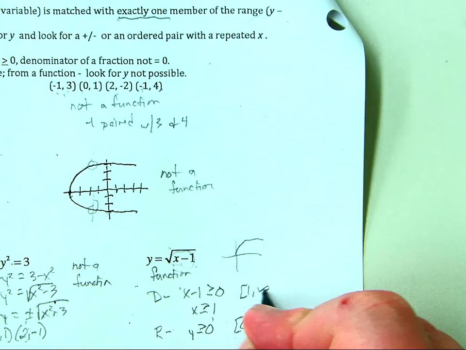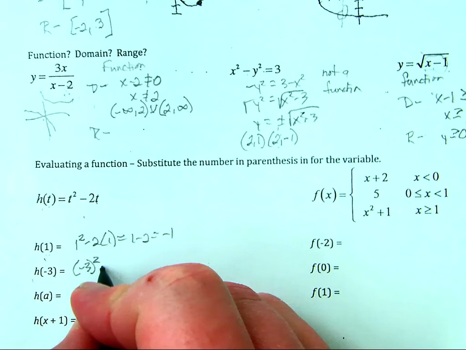Or h of negative 3, we put negative 3 in. So we're going to take negative 3 squared minus 2 times negative 3. Negative 3 squared is 9. Negative 2 times the negative 3 is plus 6. 9 plus 6 is 15, so h of negative 3 is 15. Here it's h of a. So again, we plug a in for the variable. So it'd be a squared minus 2 times a.